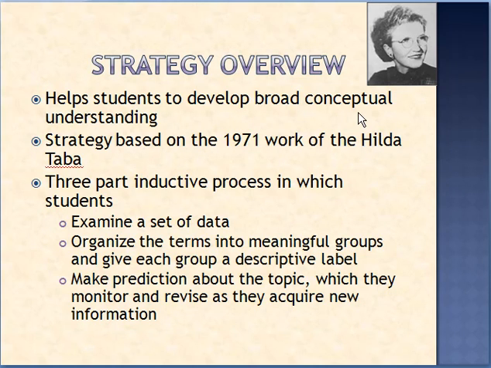The main goal of the inductive learning strategy is to help students develop broad conceptual understanding. This strategy is built on the work of Hilda Taba, which was published in 1971 after her death in 1967. She showed a 3-part inductive process from which students can benefit: students examine a set of data, organize the terms into meaningful groups and give each group a descriptive label, and make predictions about the topic, which they monitor and revise as they acquire new information.